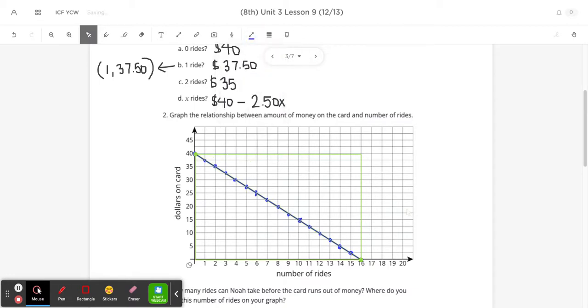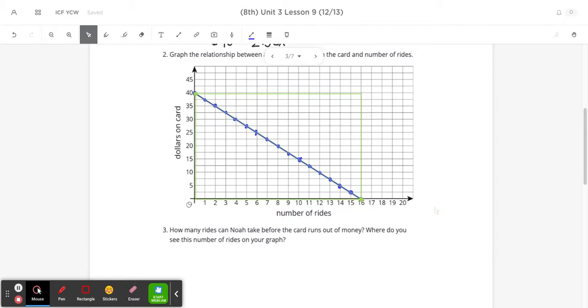Question 3 says, how many rides can Noah take before his card runs out of money? Where do you see this number of rides in your graph? So the question is, at what point will Noah no longer have any money on his card? Go ahead and pause this video and answer question 3.